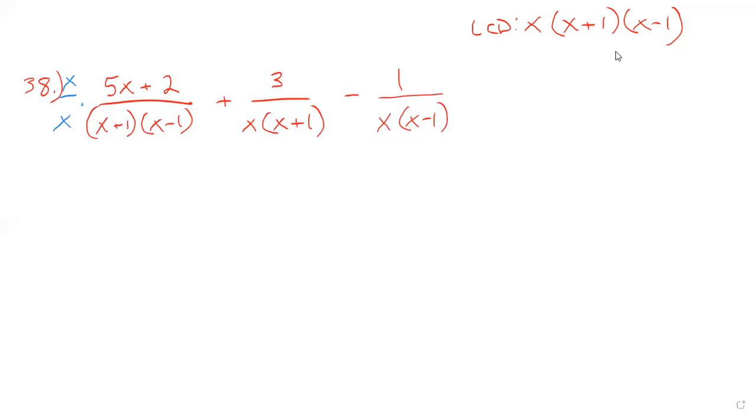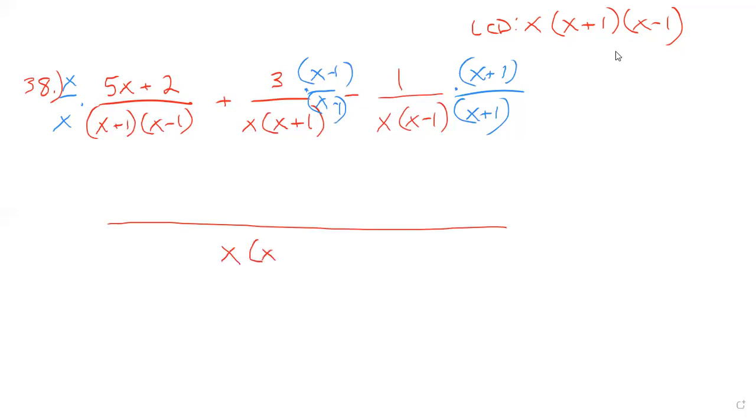On this second fraction, I've got an x plus 1. I need the x minus 1. We got an x minus 1 on top and bottom. And on the last fraction, I'm missing x plus 1. Now, we can agree that all three of our fractions have the same things on the bottom, in the denominator. Because that's the case, I am going to write the common denominator on the bottom.